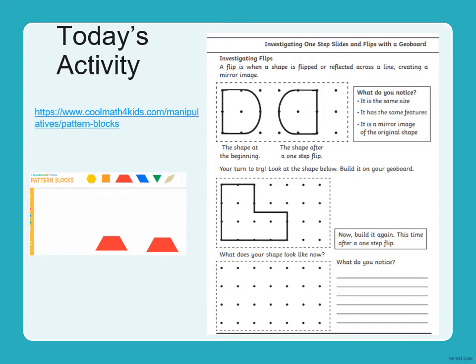Okay, now you're going to build it again, this time after a one-step flip. So we're going to build our shape from a different perspective. What does your shape look like now, and what do you notice? So just give me a little bit of feedback of how you've gone with that, and then you can continue on with the worksheet.